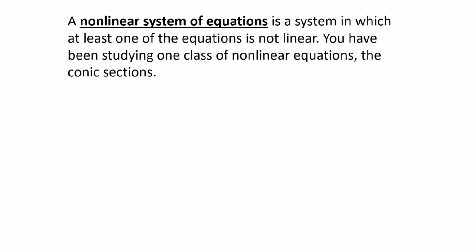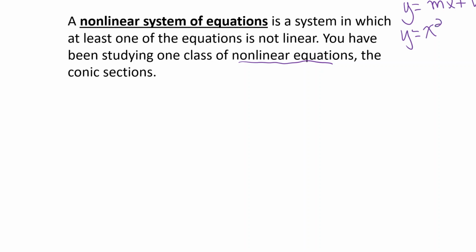A nonlinear system of equations is a system in which at least one of the equations is nonlinear. And you've been studying one of the classes of nonlinear equations, the conic sections. So let's just remember what a linear system is. A linear system is going to have an equation like mx plus b, where the highest exponent on our variable is 1. But with a nonlinear equation, that means our exponent is going to be greater than 1.